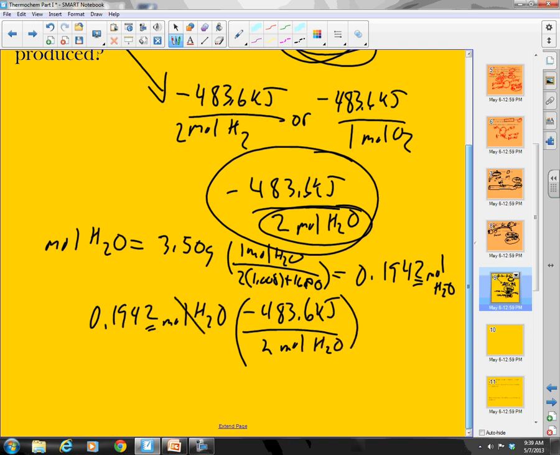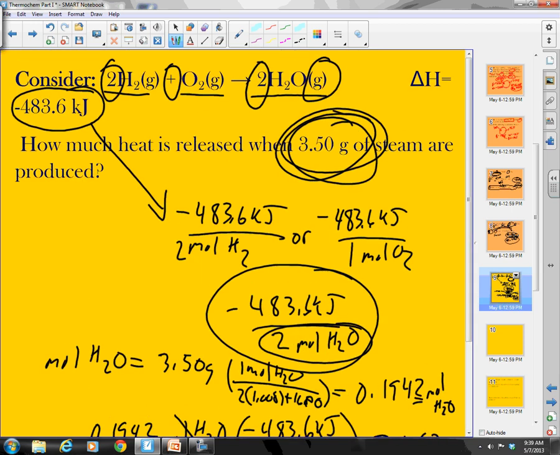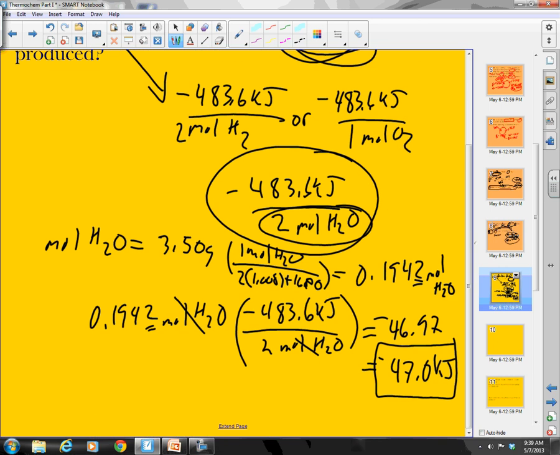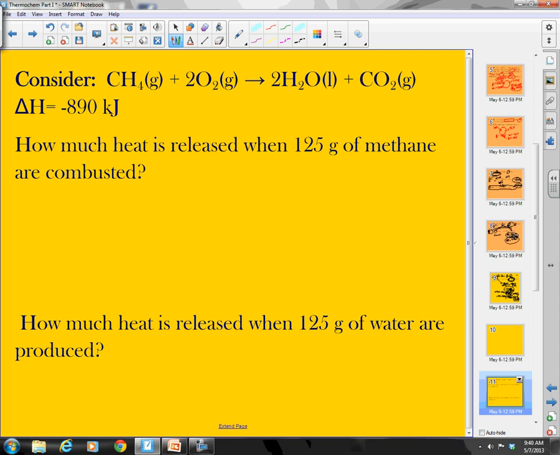And we do our dimensional analysis, and what do I get? Times 483.6 divided by 2, and then my answer is 46.97, which is equal to 47.0. And what's the sign? Negative, negative kilojoules. So how much heat is released when 3.5 grams of steam are produced? The answer is negative 47.0 kilojoules. Good. You guys do this one. Bring me back when you're ready.